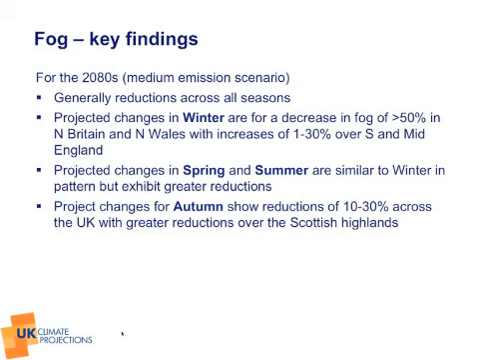For fog in the 2080s, projections show a general reduction throughout the year. For winter, fog is projected to decrease by more than 50% in northern Britain and northern Wales, but is projected to increase between 1 and 30% over southern and mid-England. For spring and summer it is much the same, but with larger reductions. And for autumn, projections show reductions of 10 to 30% across the UK, with higher reductions over the Scottish Highlands.